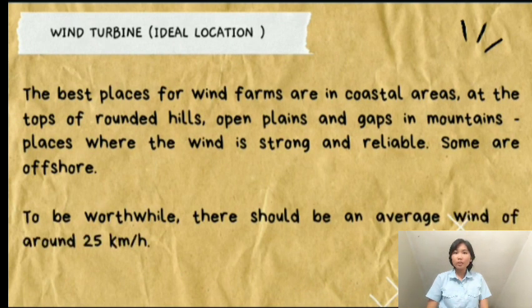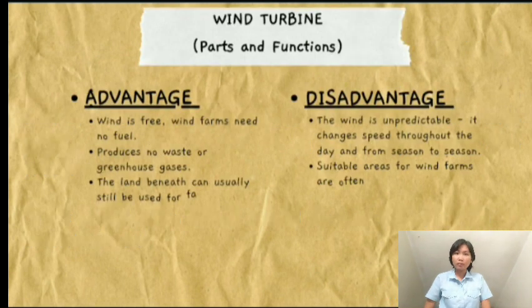So the best places for wind farms are in coastal areas, at the tops of rounded hills, open plains, and gaps in mountains. Places where the wind is strong and reliable. So some are offshore or onshore. To be worthwhile, there should be an average wind of around 25 km per hour. So let's proceed sa advantage and disadvantage.